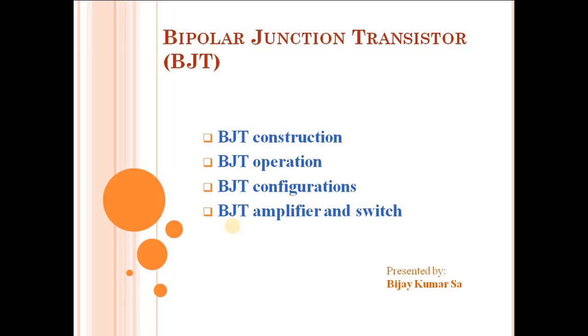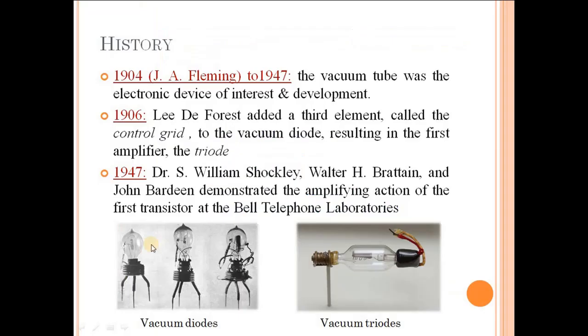Before going into the construction and operational details of the BJT, let us have a brief historical overview of the BJT. In this historical overview, we'll try to answer certain questions. The first question being, which device before BJT could do all the work that BJT now claims to do? And the answer is the vacuum tube devices. The vacuum tube triodes used to do all the work.